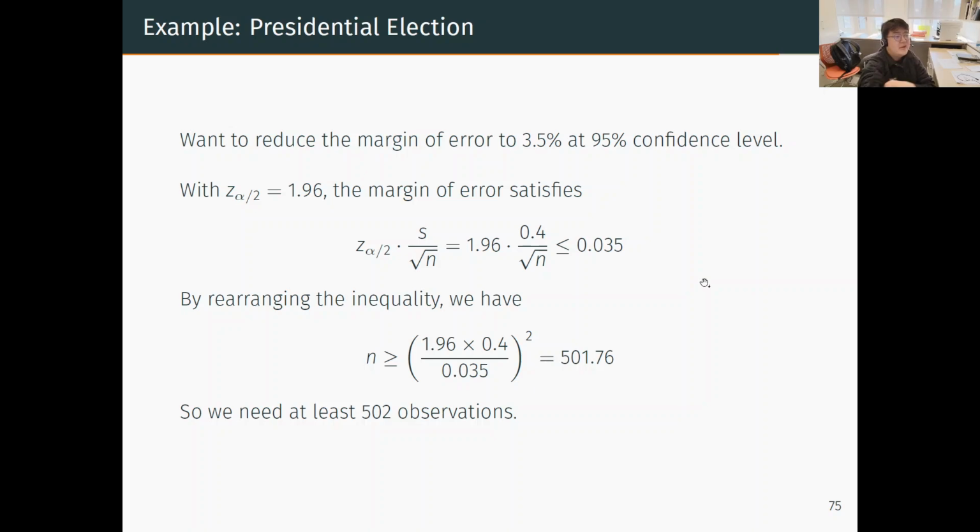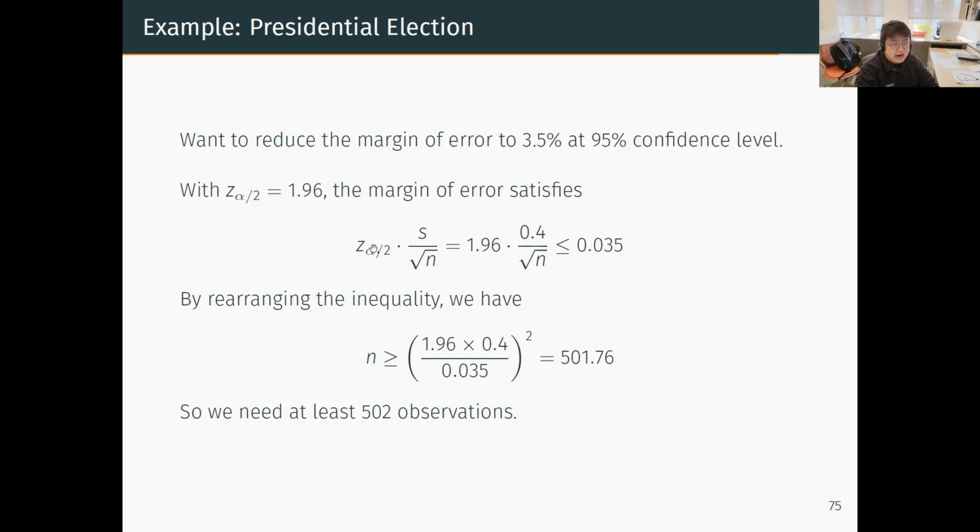Now, we will apply the same idea here again. We would like to reduce the margin of error, like design. We'd like to design the survey so that the margin of error is 3.5%. So we can survey more people to make our estimator better. Still, confidence level is 95%. What can we do? We have to think about this inequality. The margin of error should be smaller than 0.035. This is our new goal, and we are looking for the sample size n that satisfies this inequality.